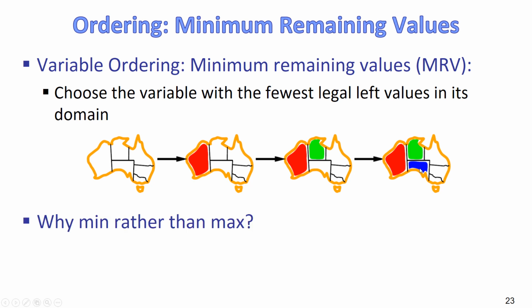Now the question is, why minimum, not maximum? Why don't we select the variable that has the maximum number of remaining values, rather than the minimum number of remaining values?